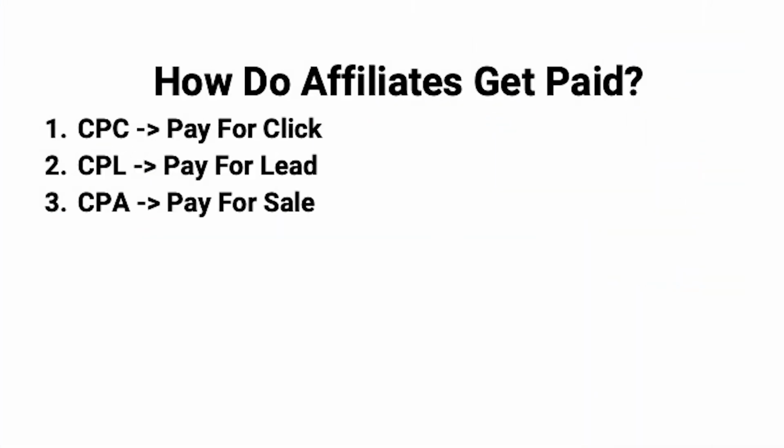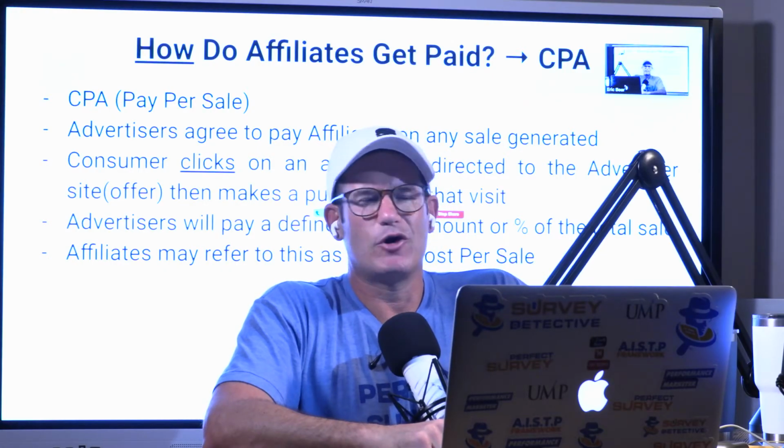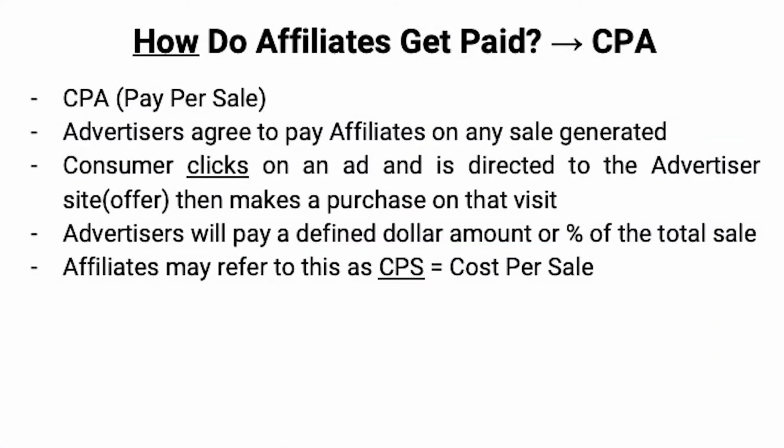Number 3 is pay per sale. CPA, pay per sale. Advertiser agrees to pay the affiliate on any sales generated. This is common for most large brands out in the marketplace.